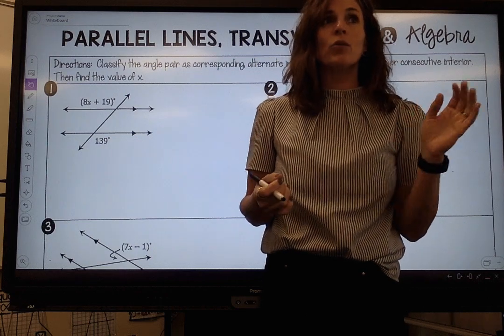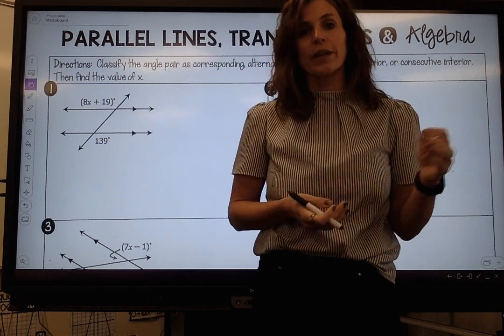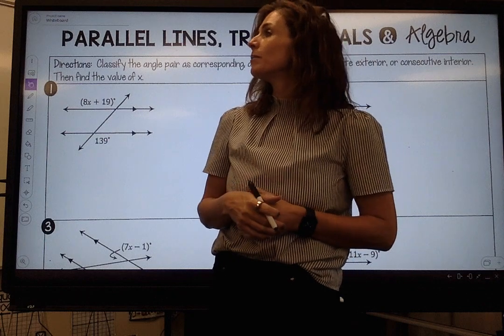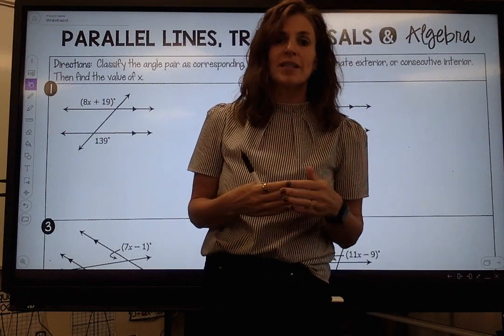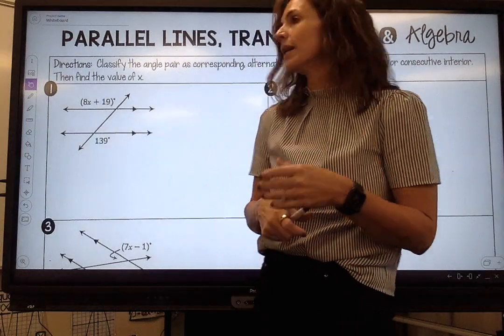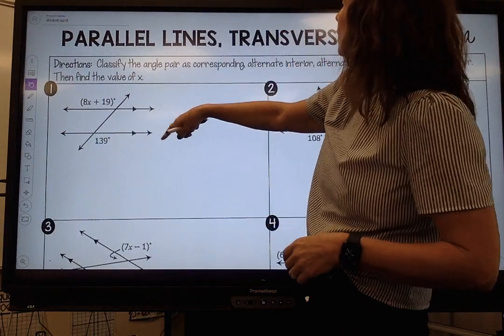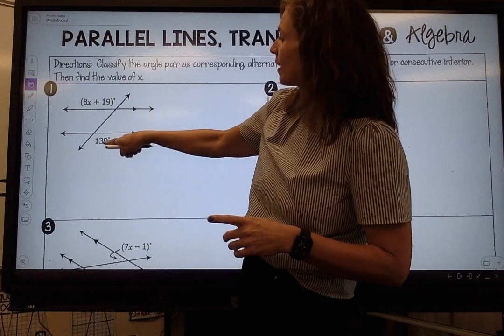Hopefully now you're a little more comfortable with naming those angles like alternating interior, same side, consecutive, corresponding. And now we're just going to use some algebra. It's the same vocabulary that we need, but now we're going to put some algebra to it. So first we're going to classify these angles.